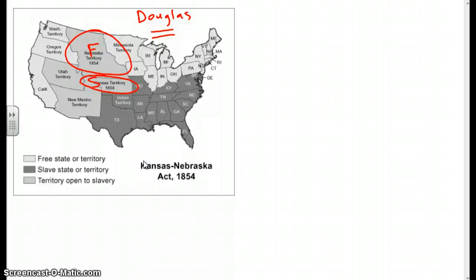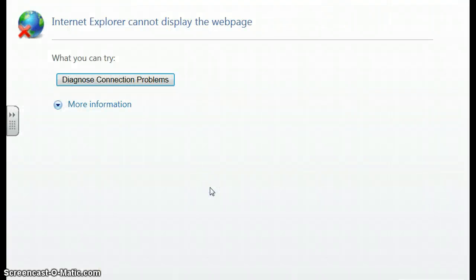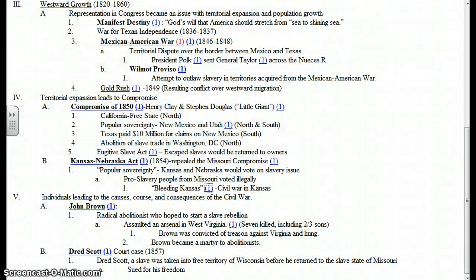The problem was people in Missouri, which was a slave state, illegally entered the territory of Kansas and voted in the elections for Kansas to be a slave state when they did not have a legal right to do so. A civil war broke out in Kansas, and Kansas became known as Bleeding Kansas. And a lot of people were injured and killed in Kansas, and this was a very good example of what led to a lot of the distrust between the North and the South. This concludes Unit 5, Section 4, Territorial Expansion, which led to compromise.